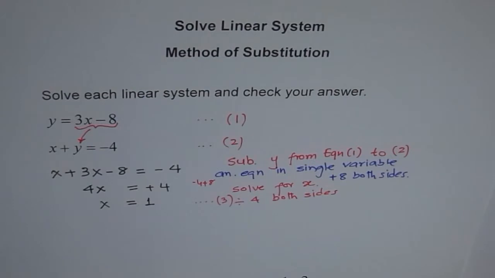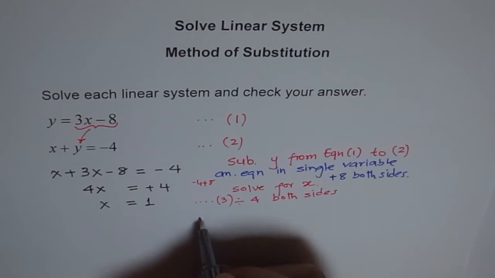Coordinate means both x and y value. Many times I have seen students stopping here and say, well, x is 1 and that's the answer. Well, that's not the answer, okay? It is half done, right? What do you need to do now? You have to sub this value of x in your original equation of y equals to 3x minus 8 and get what y is.